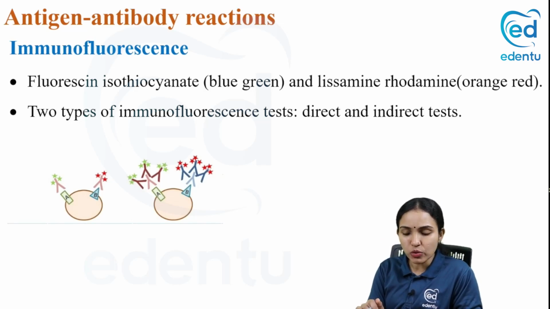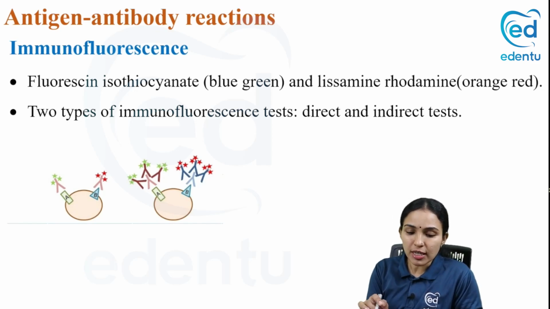ELISA is an important 5-mark question. We'll see just what is immunofluorescence and what is radioimmunoassay. Immunofluorescence, we have fluorescent dyes.